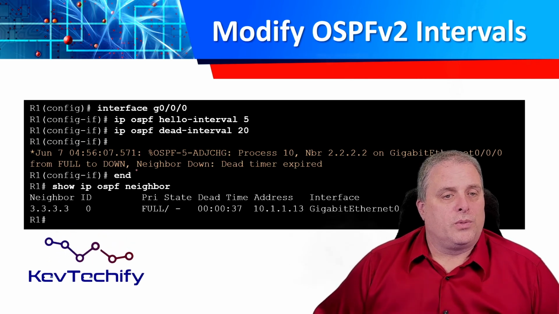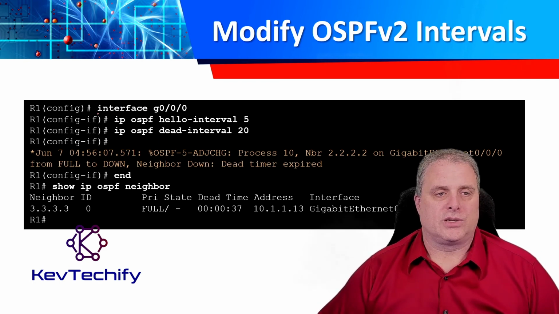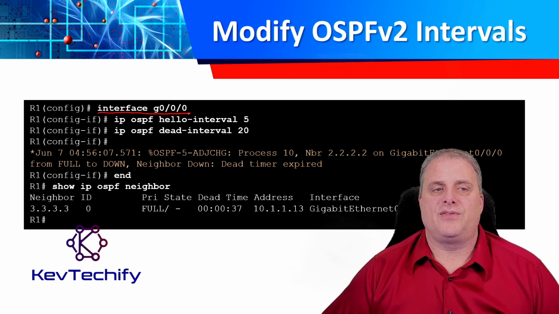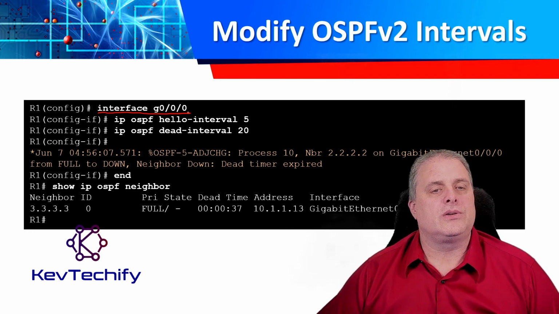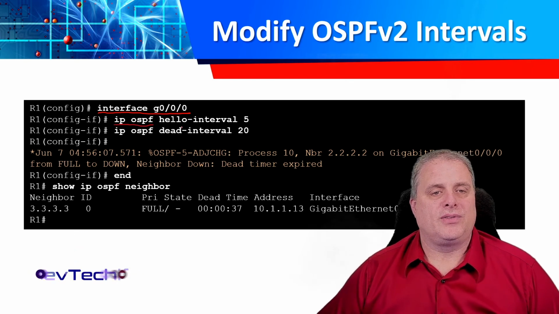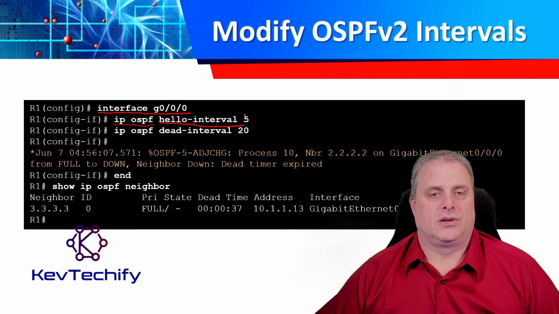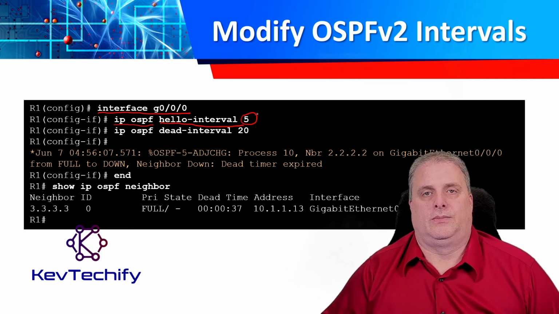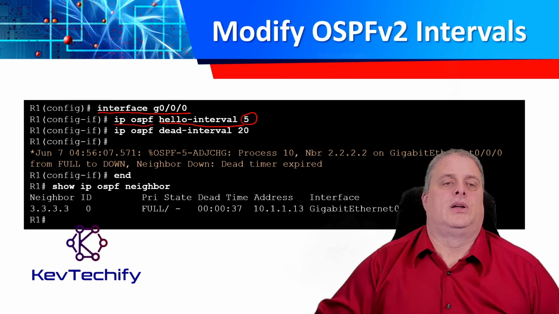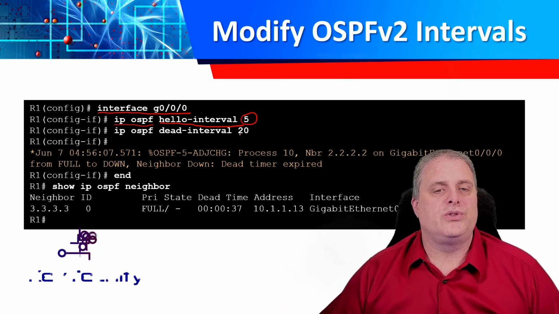Here we can see we're setting the interval timers. You have to go into the interface because once again, this is interface specific. So we're going into gig 0/0/0. We enter in our command IP OSPF, and then we're going to set the hello interval to 5 seconds. So every 5 seconds, we're now going to send out a hello. Wait 5 seconds, send out another one. Send out another one. Then we're going to set our dead interval timer to 20.